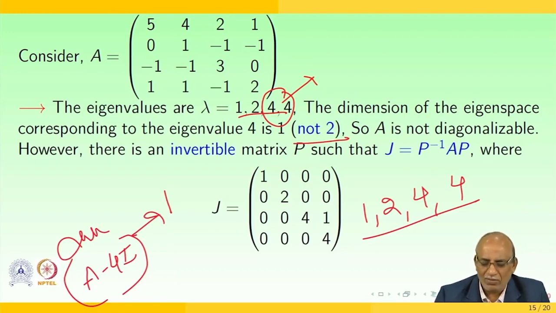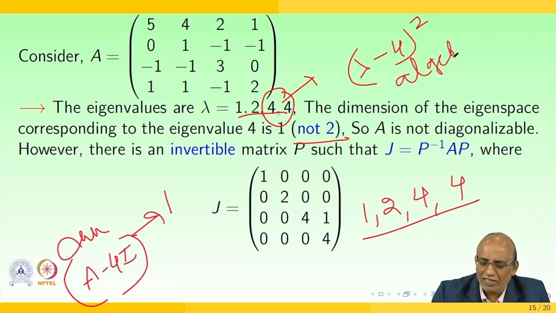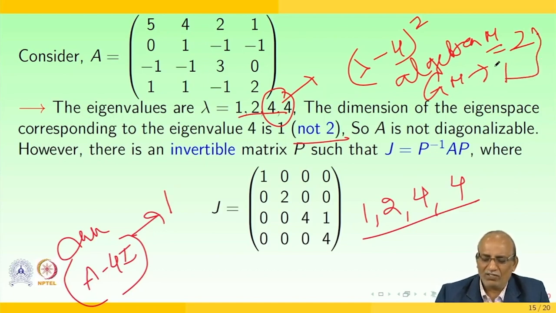Why is it not diagonalizable? Because of the geometric multiplicity. Here we have lambda minus 4 whole squared, so the algebraic multiplicity is 2, whereas the geometric multiplicity turns out to be only 1. Therefore, it is a defective matrix, and therefore it is not diagonalizable.